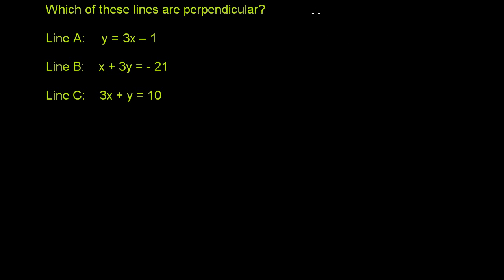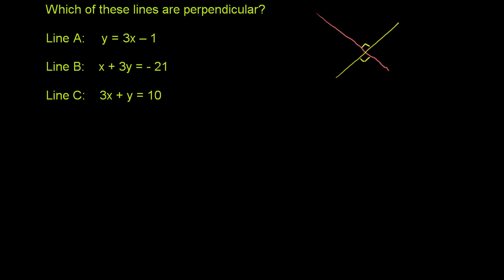So if this is one line right there, a perpendicular line will look like this. A perpendicular line will intersect it, but it won't just be any intersection. It will intersect at right angles. So these two lines are perpendicular.